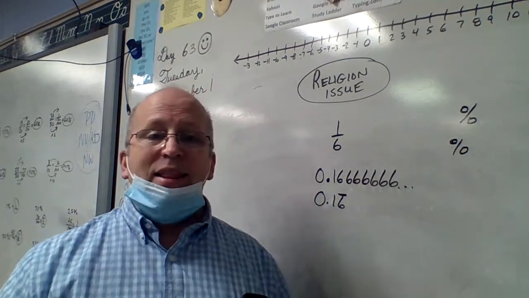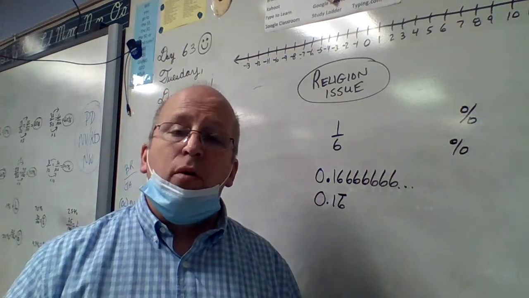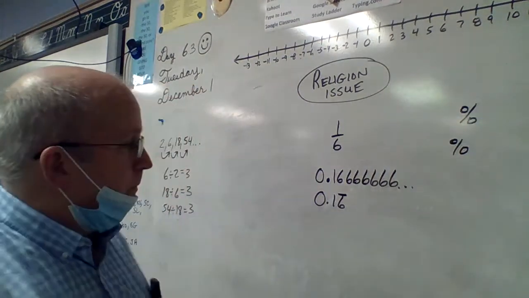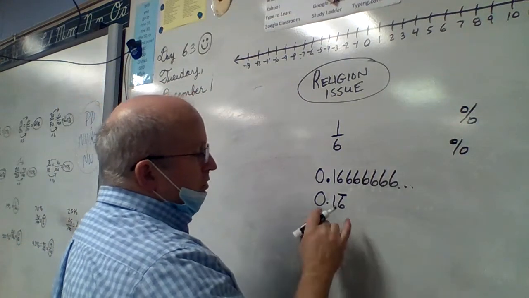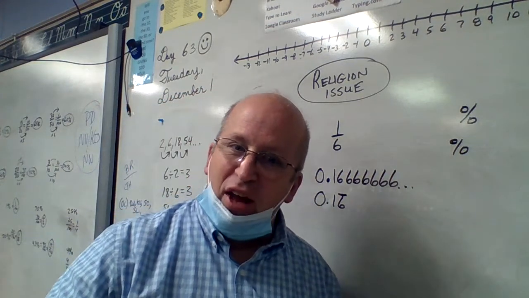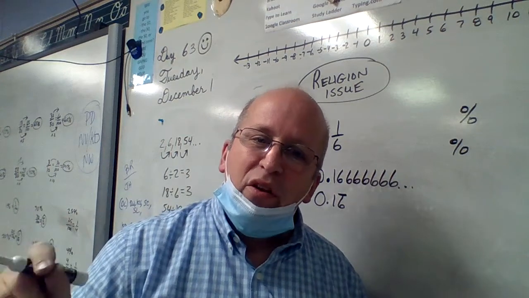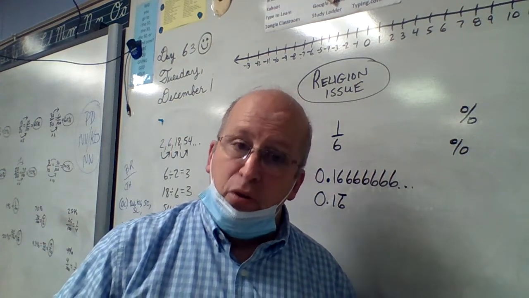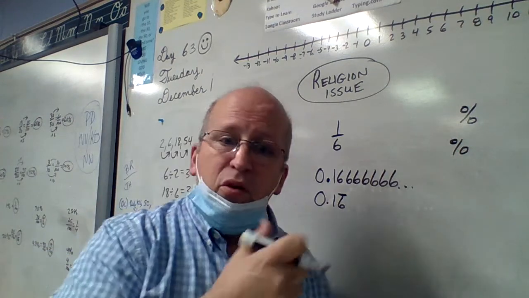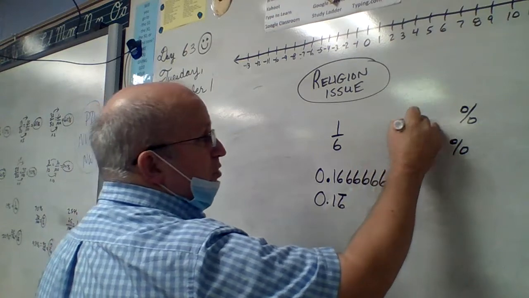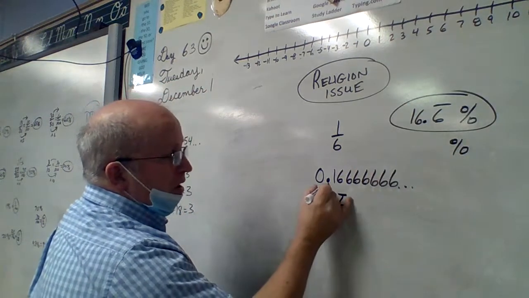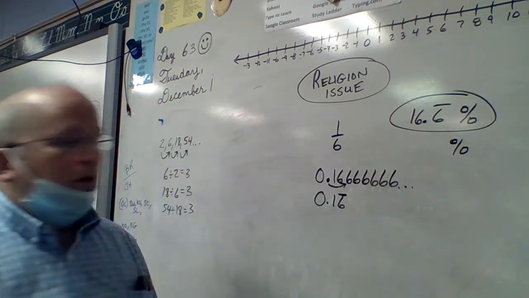Now, how can I make that into two different percent values? Here's how we do it. One way is to realize that when I'm changing a decimal number into a percent, it's really just moving the decimal point two places to the right. Do you remember that? So my first answer in this case would be 16.6 repeating percent, because all I would do is move the decimal point two places to the right.